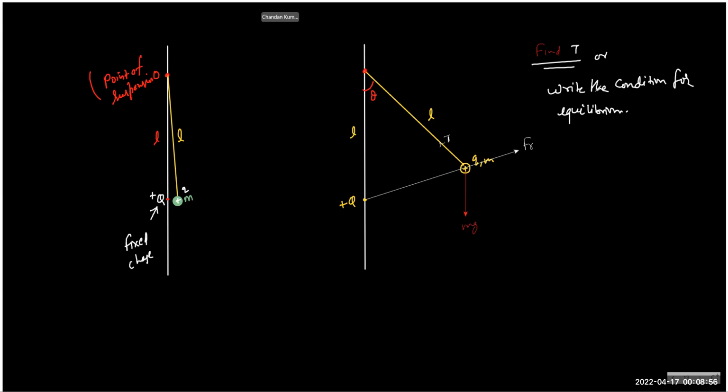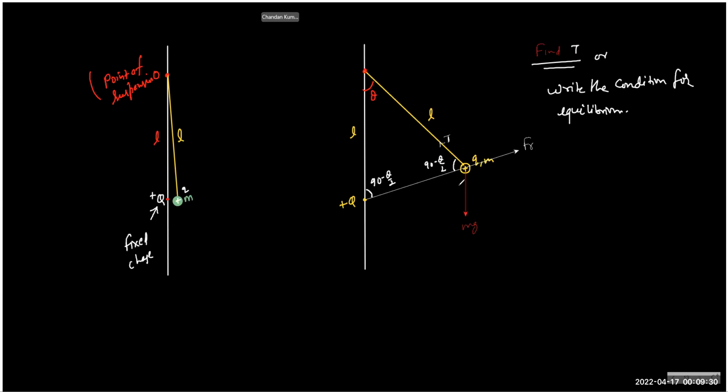Yeah, tell me. So I'm getting the T value as mg minus kq cube by 4l square sine theta by 2 divided by cos theta. So let's say if I call this angle, how much does this angle come to? 90 minus theta by 2. Yes, sir. Because if you add all three, you'll get 180, right? And because it's an isosceles triangle, we can say this angle is the same.